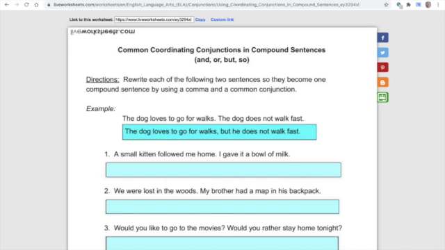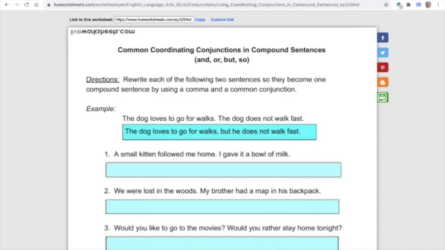The dog loves to go for walks. Dog is your subject, walks or loves. Ooh, boy, I almost messed up. Loves is our predicate. The dog loves. And to go for walks becomes part of the direct object and more. But loves is the predicate. The dog is the subject. Does is the verb, the predicate.